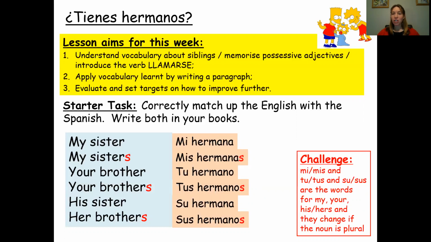Okay, and the answer to the challenge is mi, mis, tu, tus, su, and sus are the words for my, your, his, and hers, and they change if the noun is plural. So in English, we say my sister, and we only add an S after if it's plural, so if you're talking about my sisters. And I'll touch on that a little bit more in a moment.